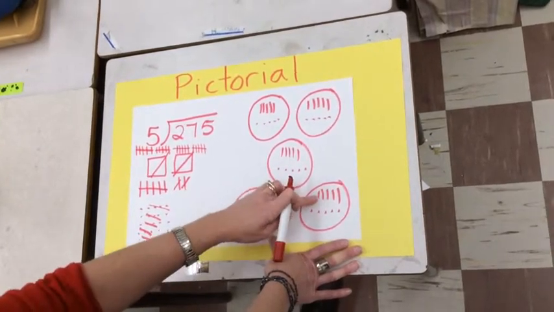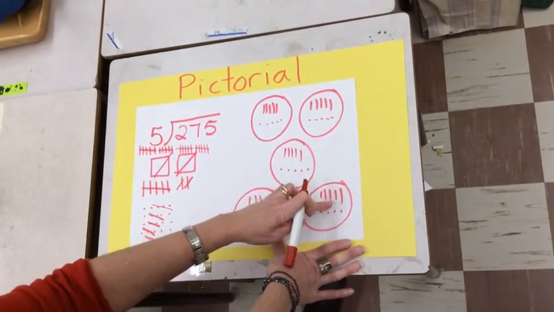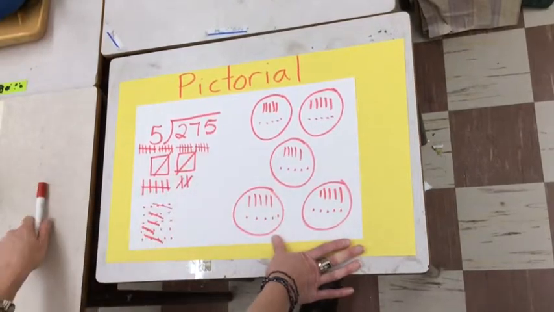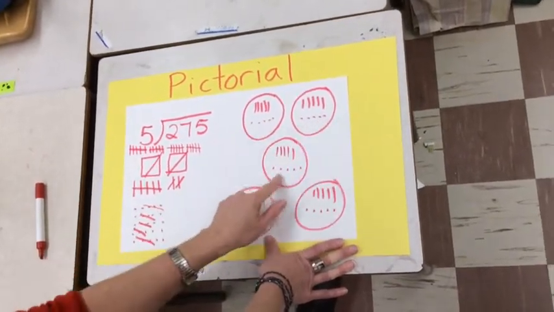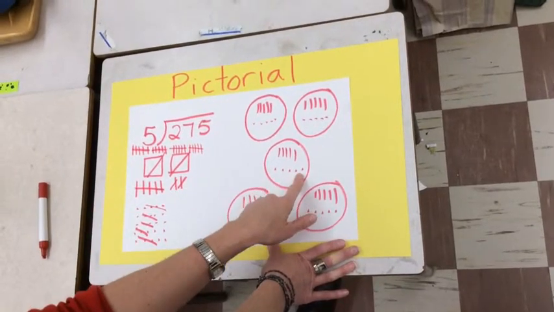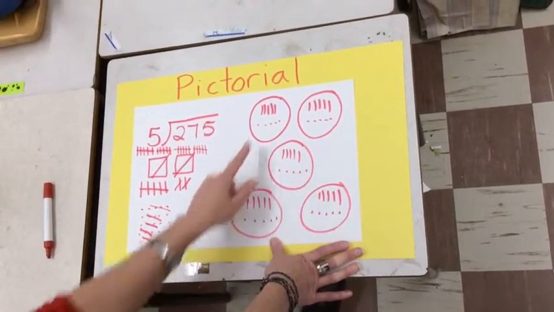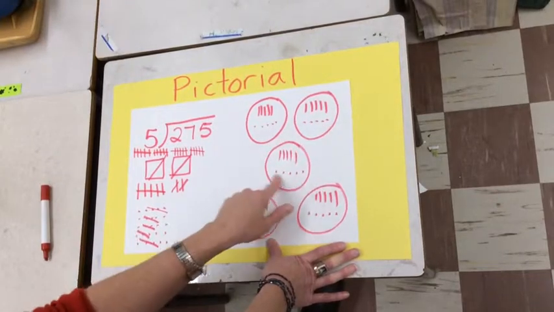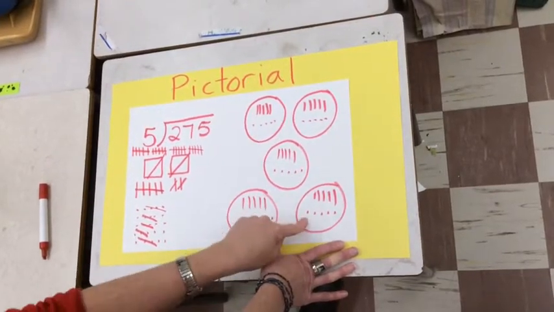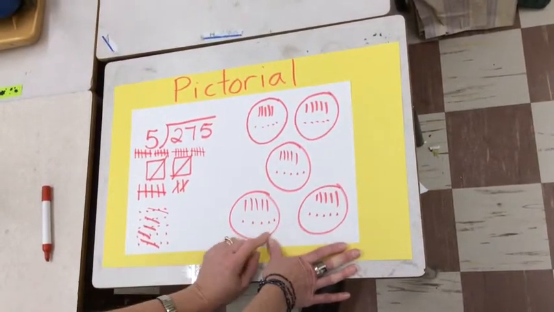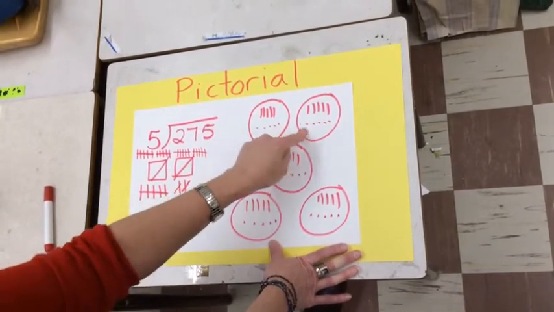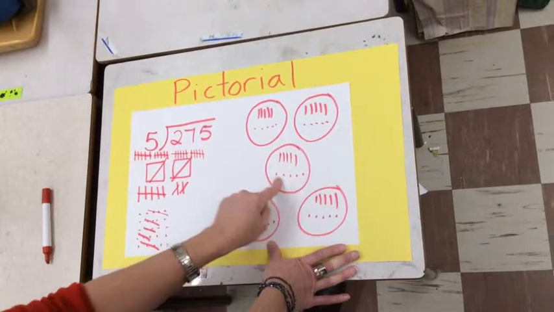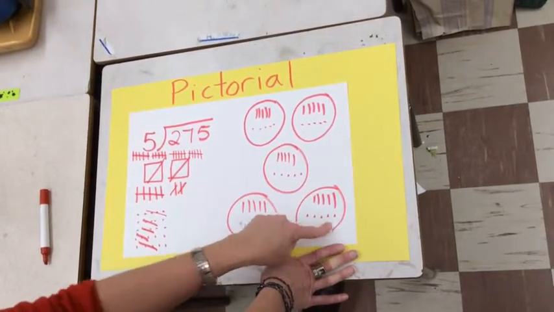200, 210, 220, 230, 240, 250, 255, 260, 270, 250, 255, 260, 265. Let Ms. Cuvelier do that again. 255, 260, 265, 270, 275.